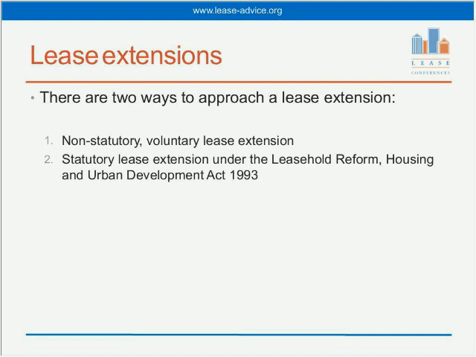So as I indicated at the outset, essentially there are two ways to approach getting a lease extension for a flat. There's a non-statutory or voluntary lease extension and the statutory lease extension under the Leasehold Reform, Housing and Urban Development Act 1993, which got Royal Assent on the 1st of November 1993 and was a major piece of legislation of residential leasehold at the time. So non-statutory voluntary lease extension, it's doing a deal, and we often call them a lease extension outside the Act, being outside the 1993 Act.